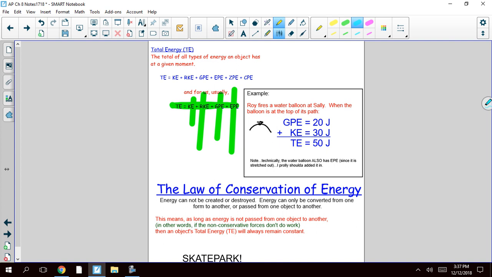Roy fires a water balloon at Sally. When the balloon is at the top of the path, at that instant, you're going to have gravitational potential energy because the balloon is up in the air, and kinetic energy because it's moving, so the total energy at that instant would be 50 joules. All right?